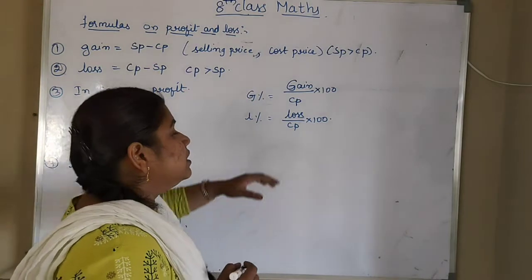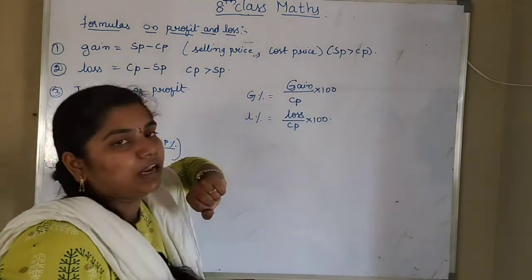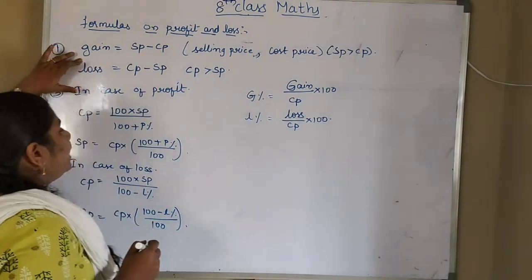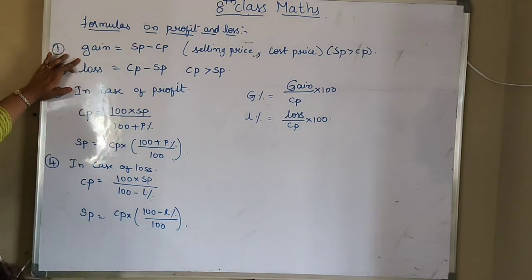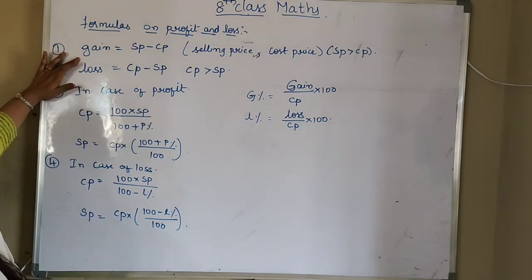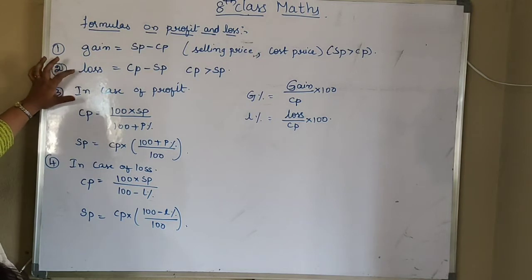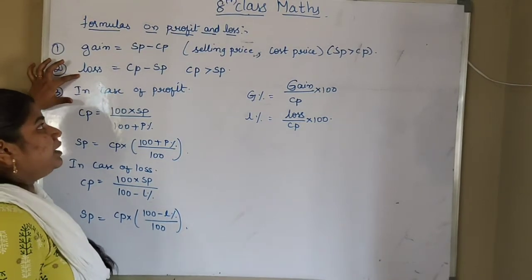So always in this conversation, selling price is more, cost price is less. Selling price will be greater than cost price. So what is the gain? Gain is nothing but SP minus CP value. Okay. Next is loss. Loss is nothing but what? CP minus SP. Loss is nothing but CP minus SP.